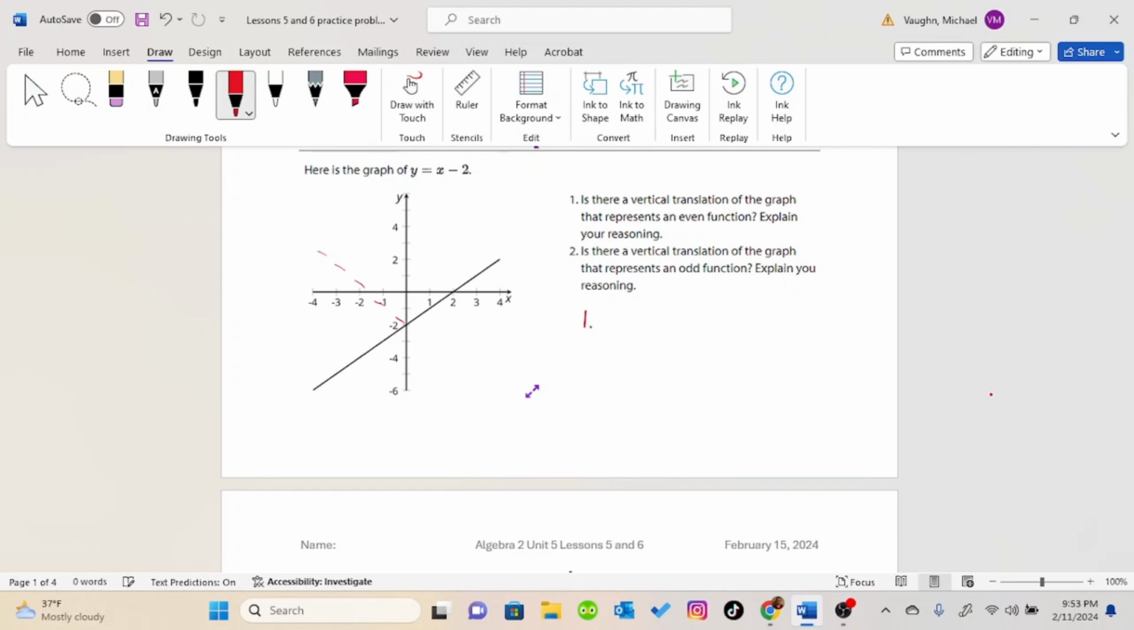So for number 1, no, it's not symmetrical across the y-axis. No matter how much we shift it up or down or left or right, we would end up with a negative slope across the top and a positive slope across the bottom.